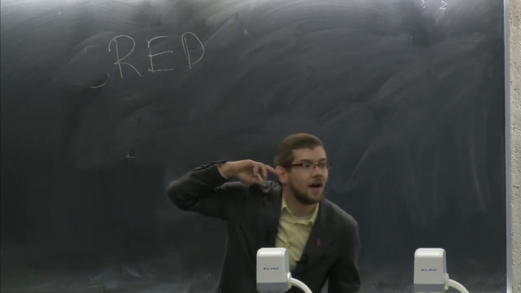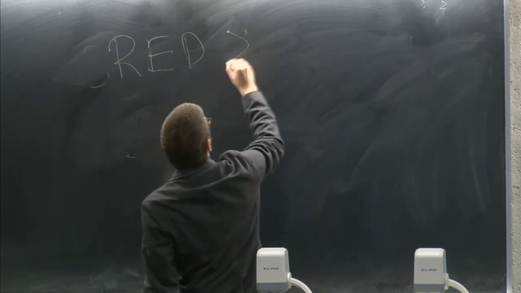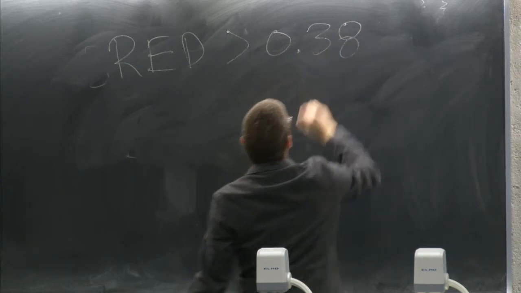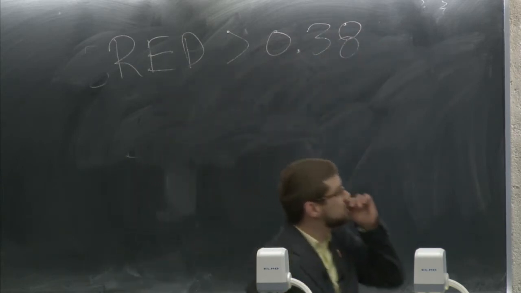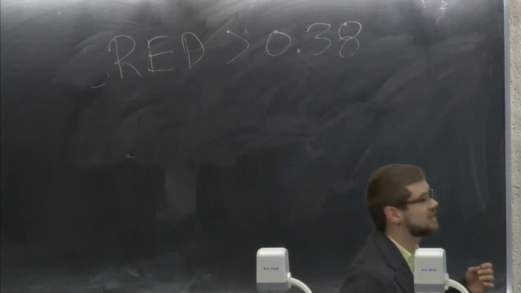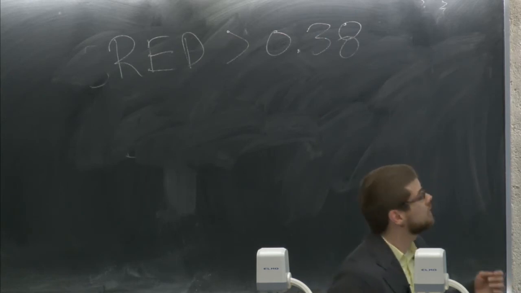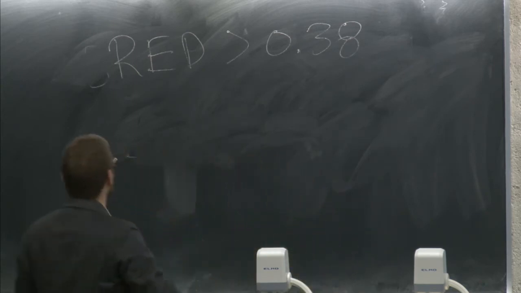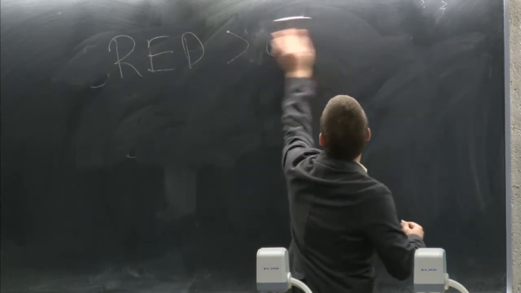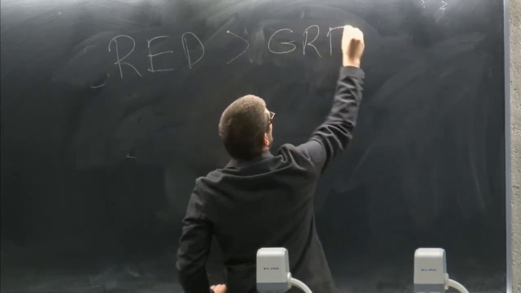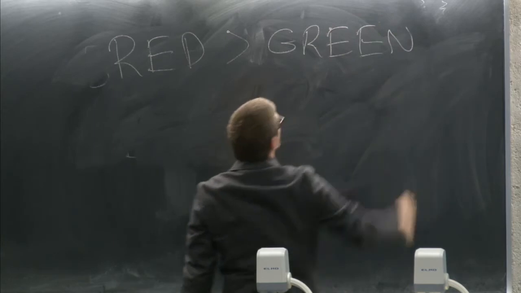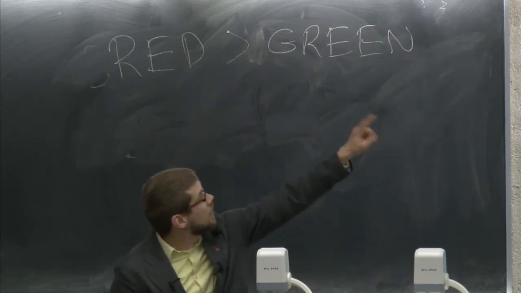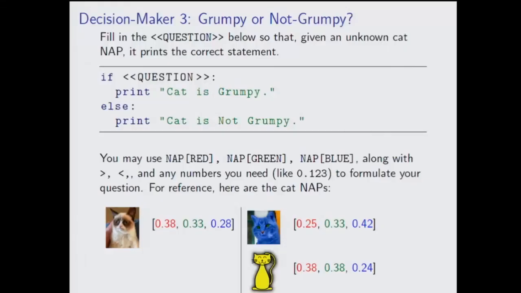Sorry, I can't hear you. 38? Okay, so that'll be my first question. If red is bigger than 0.38, oh, there's no cats like that. Did you mean the other way around? Red greater than green. So if red's greater than green, then we're going to say that the cat is not grumpy. Is that true? No. Nope. Okay. Other way around? All right.